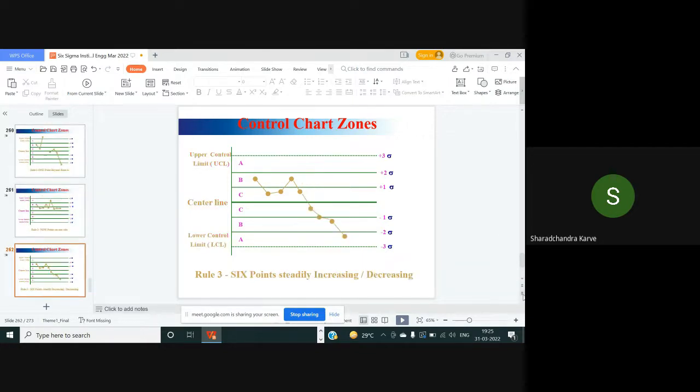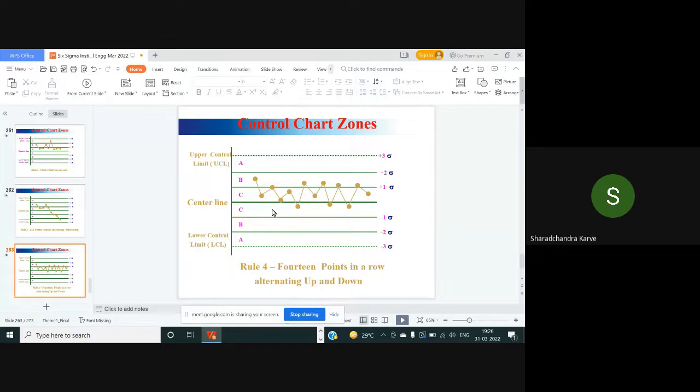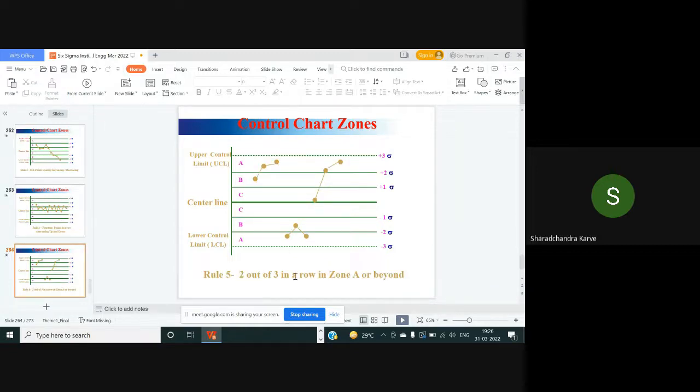Okay. Then rule 3 is 6 points steadily increasing or decreasing. Here I have shown decreasing. The 6 points are steadily decreasing, or it can be increasing also, but all the 6 points are in the same direction. Then rule 4 is 14 points in a row in a zigzag motion, meaning up and down, up and down, like 14 times. This is rule 4.